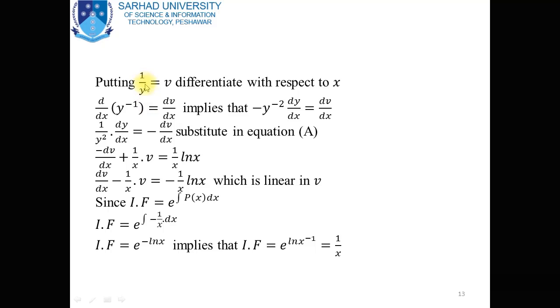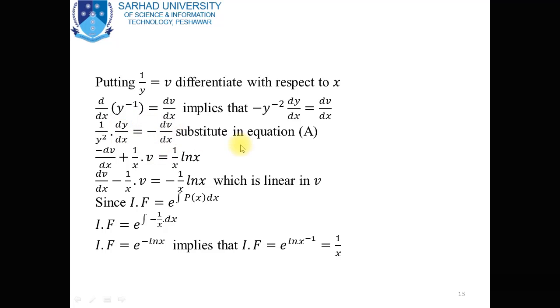Now putting 1 over y is equal to v, differentiating with respect to x, we obtain d by dx of y power minus 1 is equal to dv by dx, which implies that, using power rule, minus 1 into y power minus 2 and again the derivative of the base, dy by dx, is equal to dv by dx, and this left hand side expression can be written as minus 1 over y square dot dy by dx is equal to dv by dx.